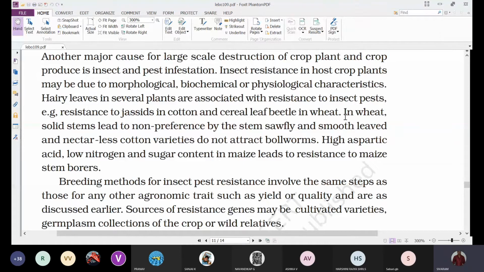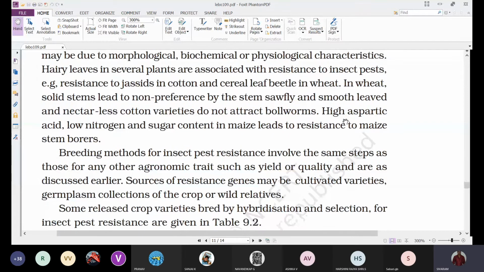At the same time, we can observe in maize that high aspartic acid, low nitrogen, and low sugar content in maize lead to resistance to maize stem borers. In maize also there is an insect which bores into the stem. That means it makes holes in the stem, causing dead maize plants and leading to a reduction in yield.